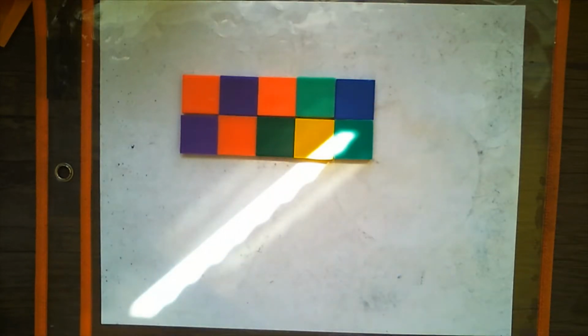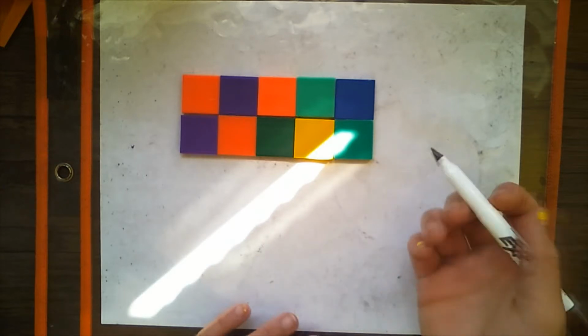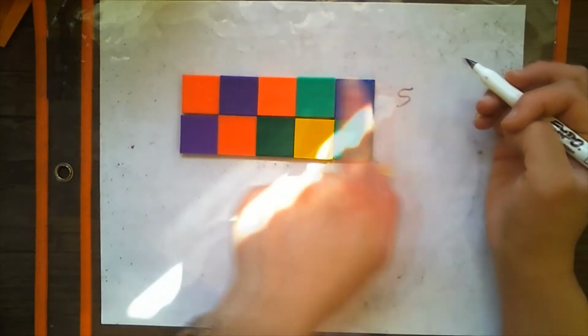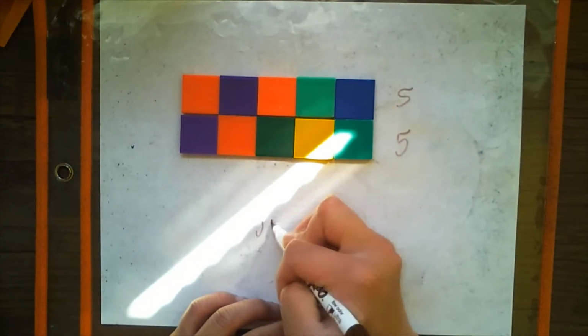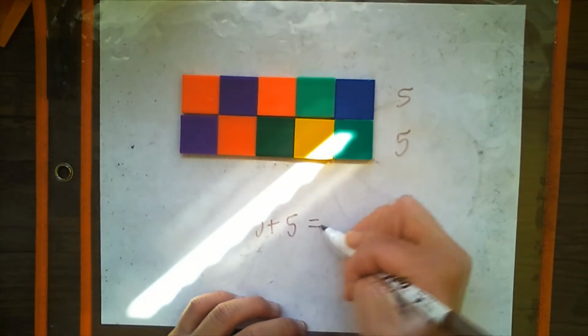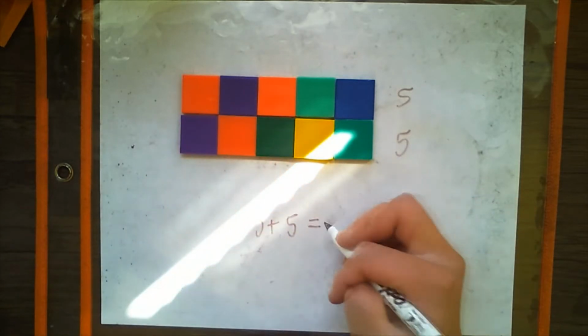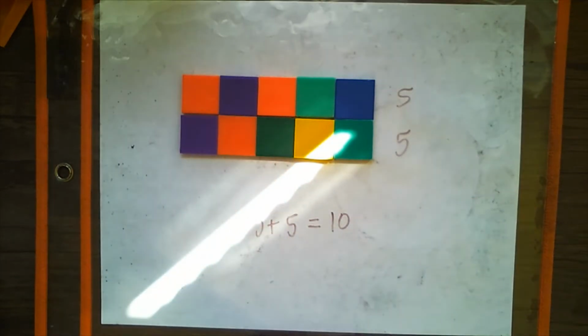5 tiles. What repeated addition equation can we use to find the total for 2 rows of 5? Wonderful. So we have 5 on the first row, 5 in the second row. So our repeated addition equation would be 5 plus 5 equals 10. What do you notice about the shape of this array?